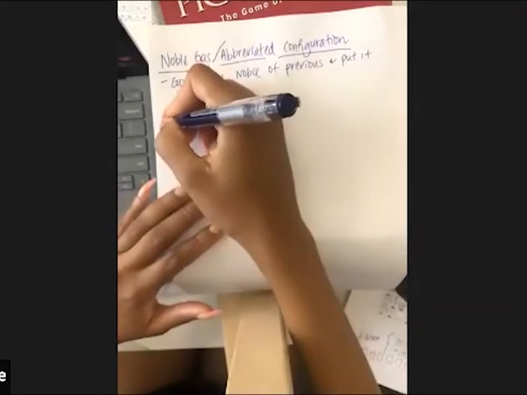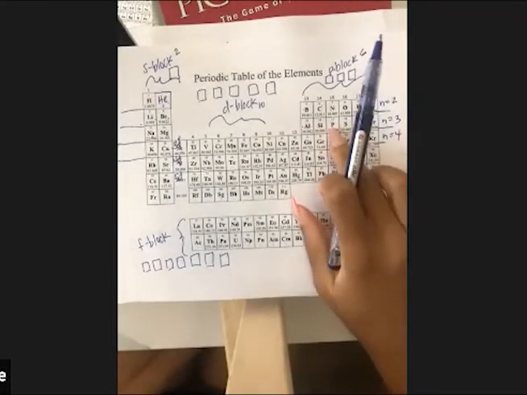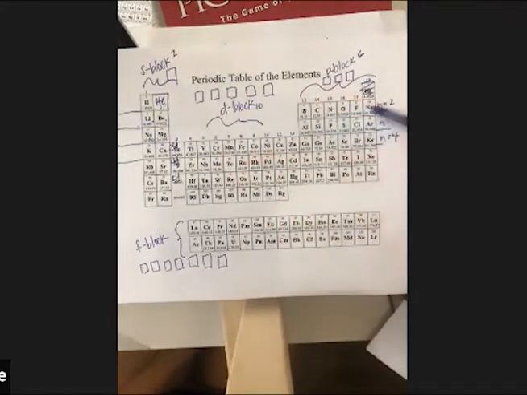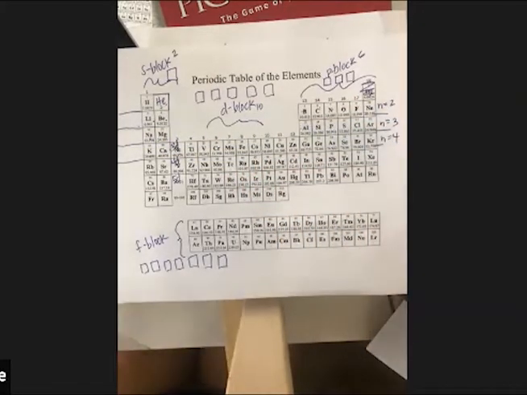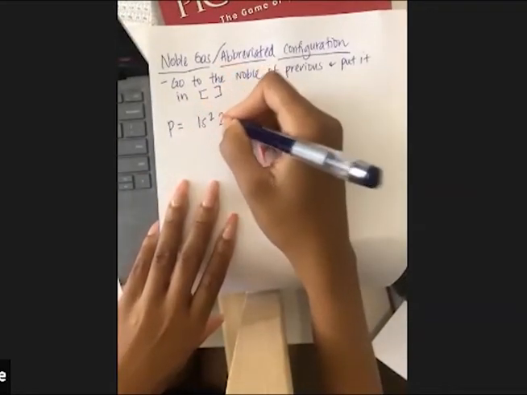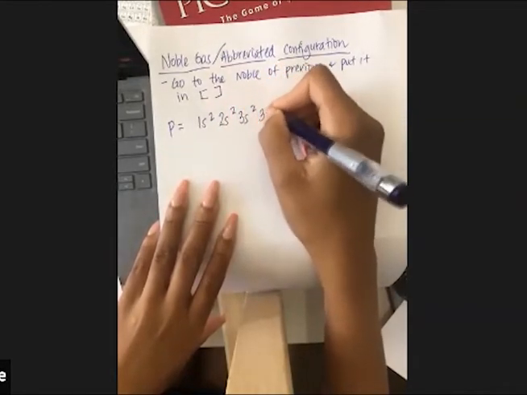So for instance, if I'm looking at the electron configuration for phosphorus, if I just go in order, I can say 1s2, 2s2, 2p6, 3s2, 3p3 is where it's going to end. So it's saying 1s2, 2s2, 2p6, 3s2, 3p3.